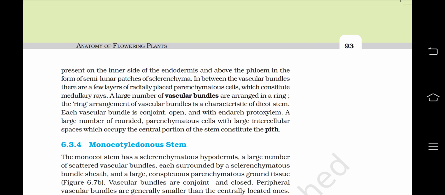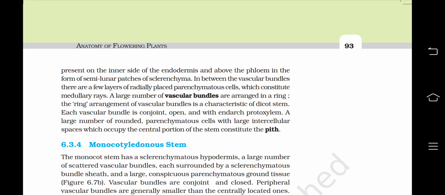Pericycle is present on the inner side of the endodermis and above the phloem in the form of semilunar patches of sclerenchyma. In between the vascular bundles, there are a few layers of radially placed parenchymatous cells, which constitute medullary rays. A large number of vascular bundles are arranged in a ring. The ring arrangement of vascular bundles is a characteristic of a dicot stem.